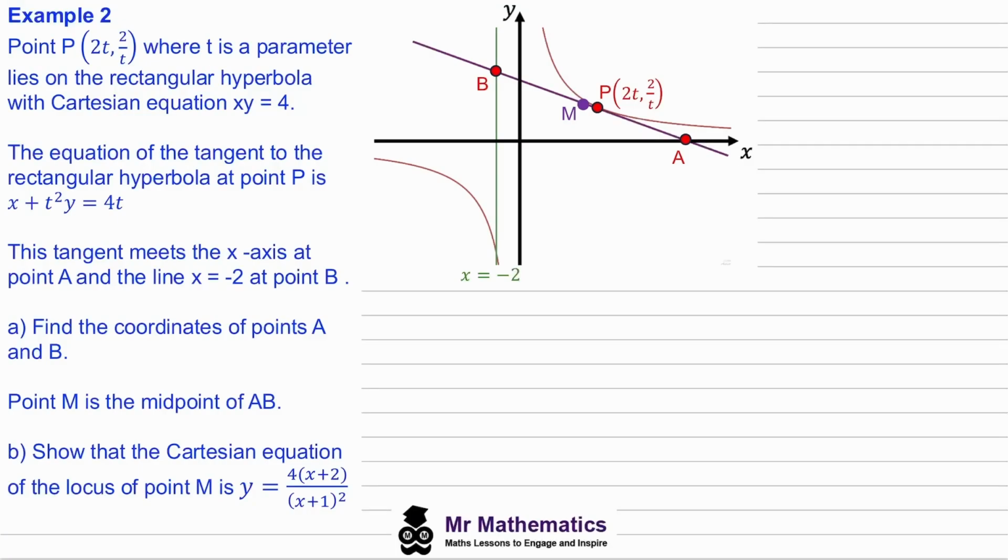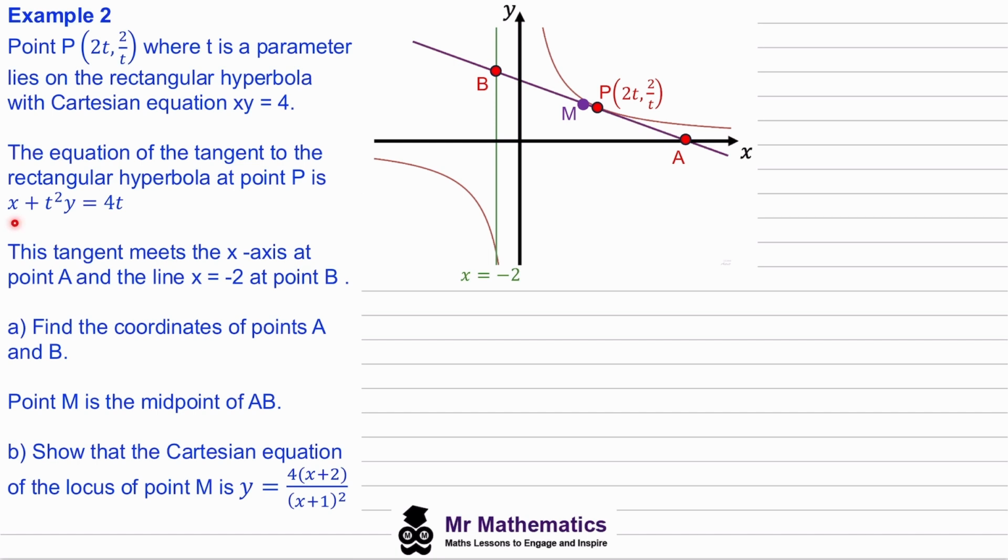Hi everybody, so this is my second video on loci for conic sections in year 12. In this video we're going to be looking at the locus of point M as P moves around the rectangular hyperbola, and M is the midpoint of point A which lies on the x-axis and point B which lies on the line x equals -2.